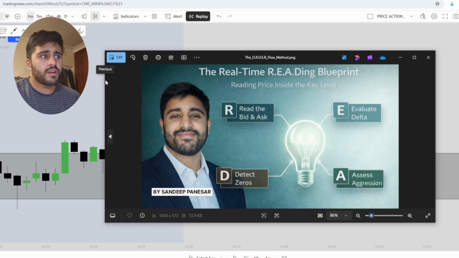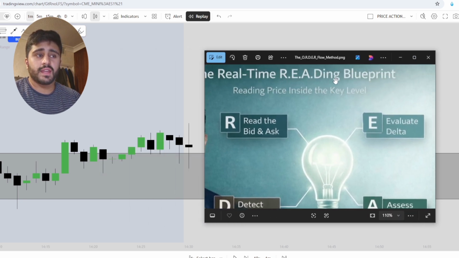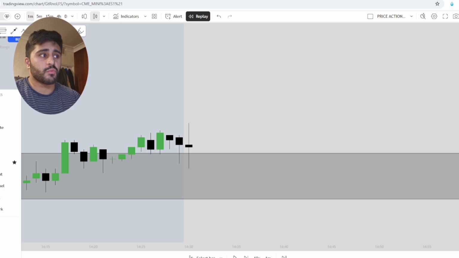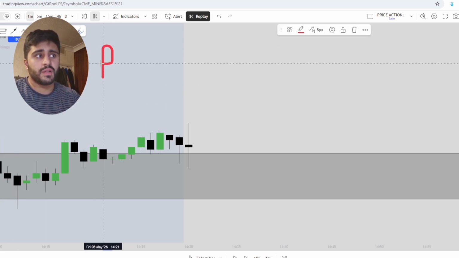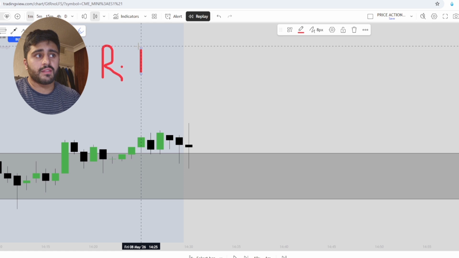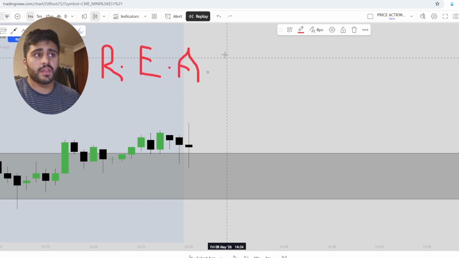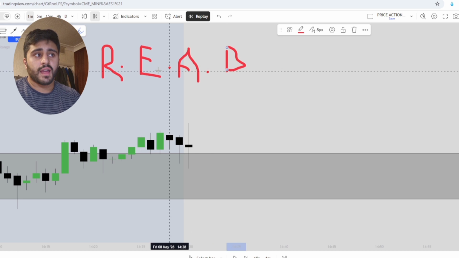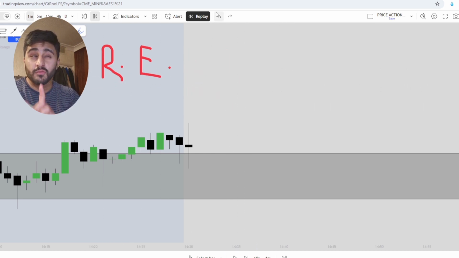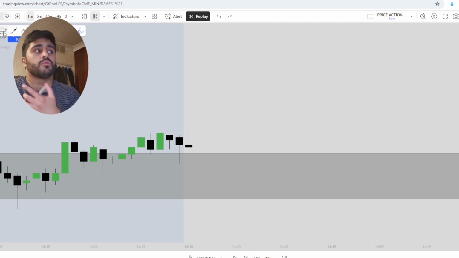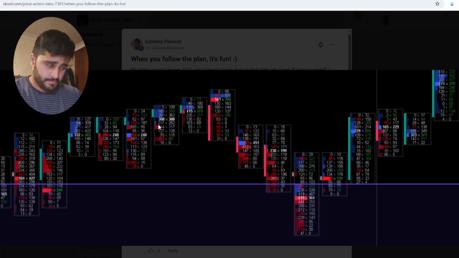We want to understand the bid and ask. That's what the R stands for. READ is the 4-step process that we're going to use. We want to read the bid and ask, evaluate the delta, assess aggression, and then detect zeros. This is the 4-step process we use when it comes to reading price action, specifically reading price action inside the key levels. And this is how we do it.